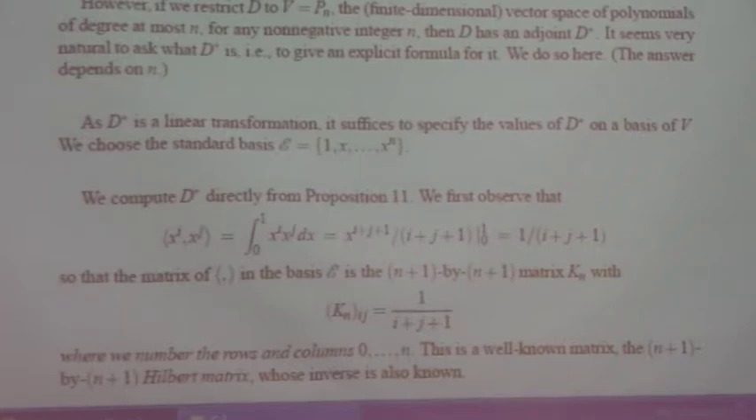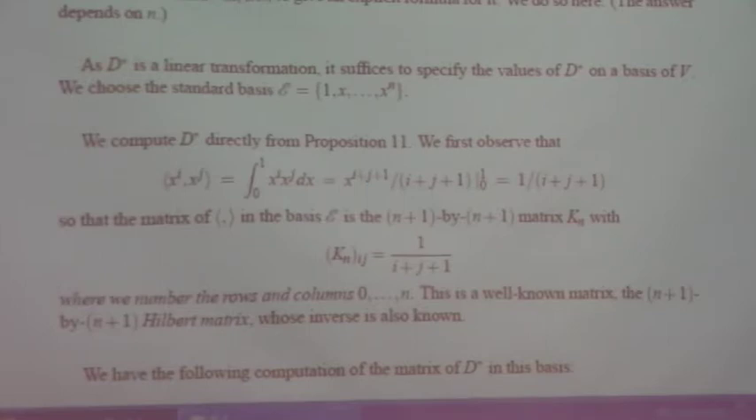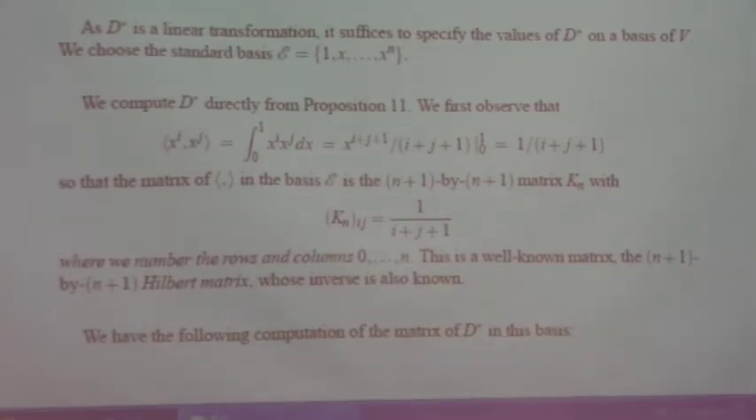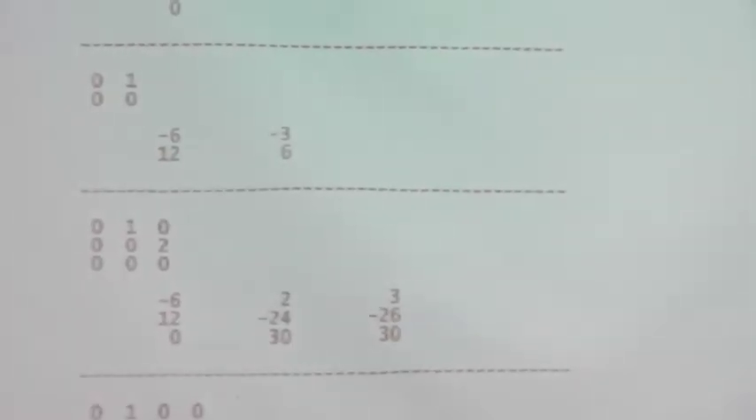The formula also involves A inverse. Well, A is a well-known matrix, and A inverse is also known. Okay, so what did I do? I did a numerical experiment. I wrote a computer program to compute what d star is for small values of n, small in this case being n running from 0 to 7. So let me show you my computer output. Okay, here's my computer output.